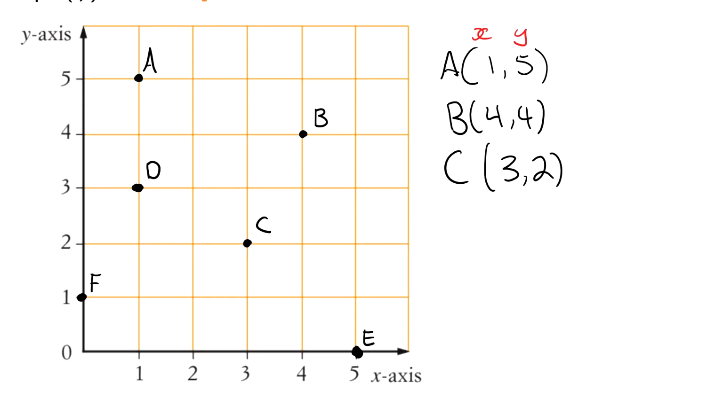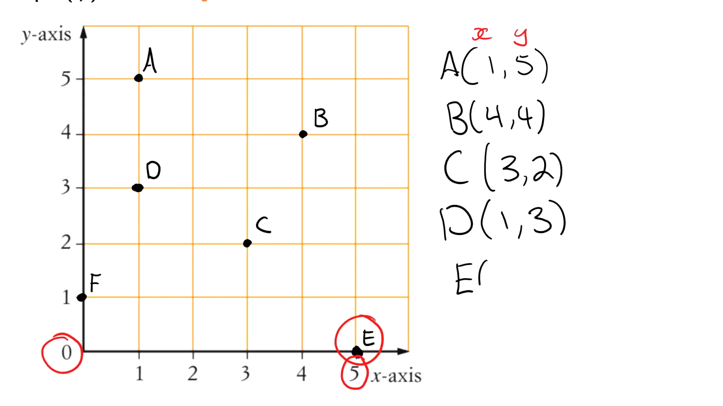We can look at the next one here. Oh, sorry, got ahead of myself. So D is going to be 1, 3. And we'll do E now. Now you might think, oh, yep, E, 5, that's easy. Its y-coordinate is 0. So 0 still counts as a valid y-coordinate. So 5, 0. We also call that our x-intercept because it's on the x-axis.